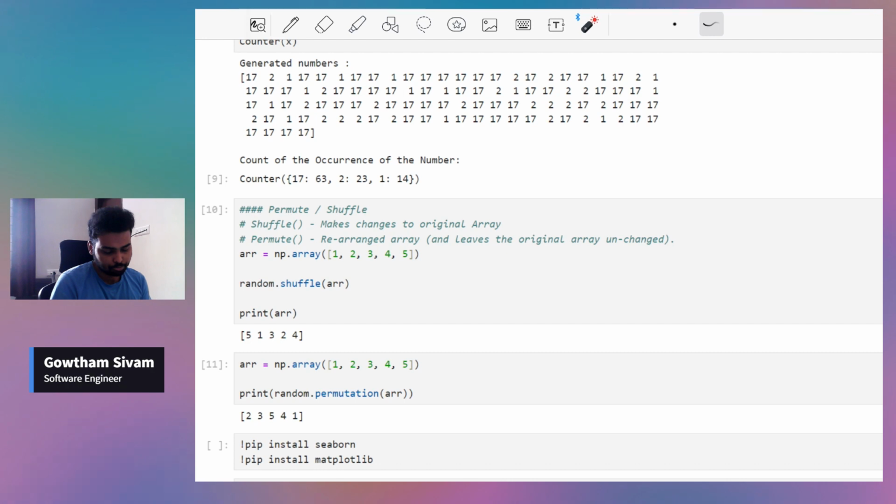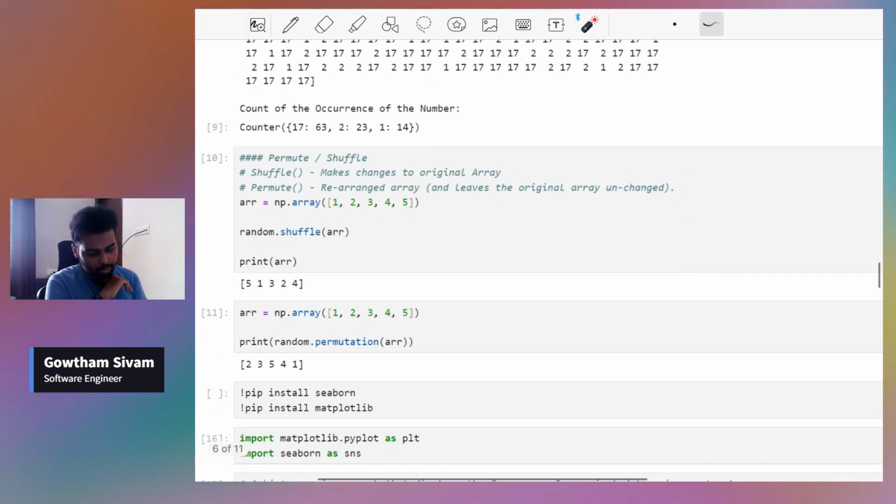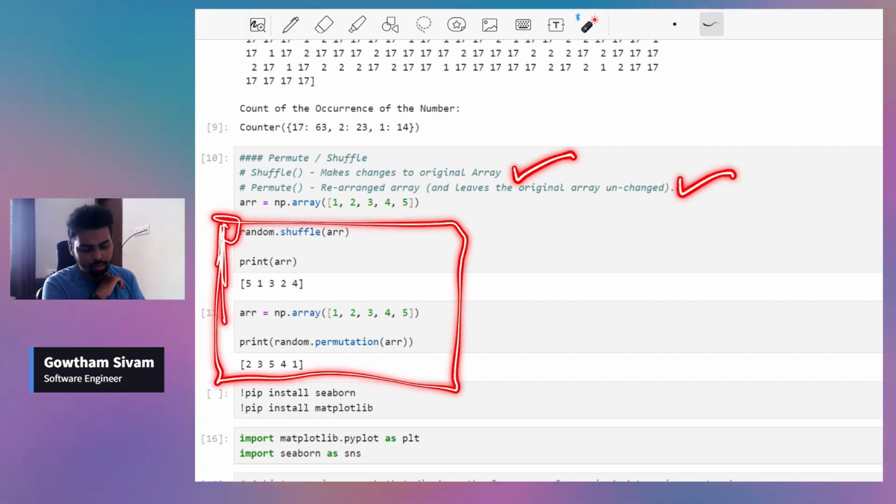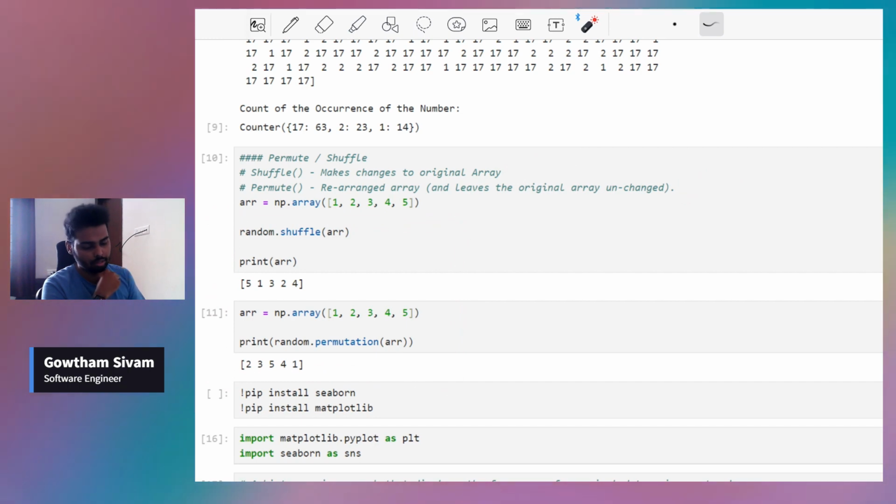So shuffle makes changes to the original array. But permute does not make any changes to the original array. It leaves the original array unchanged, and only the array that gets permuted is rearranged. So how do I apply that function? Put dot shuffle to get the shuffled array, dot permutation to get the permutation of the array. It is very necessary that you understand the differences between these functions, because even though the results you see may look similar, the actual internal implementation is a little different.